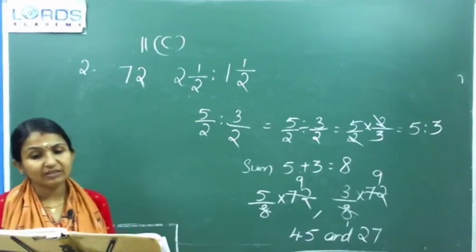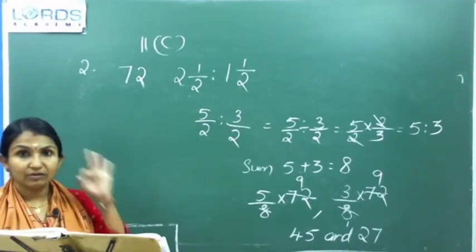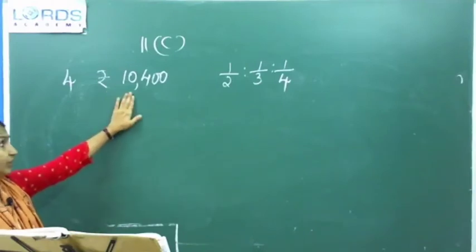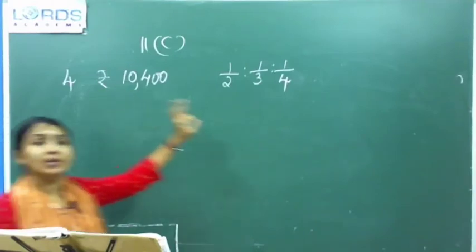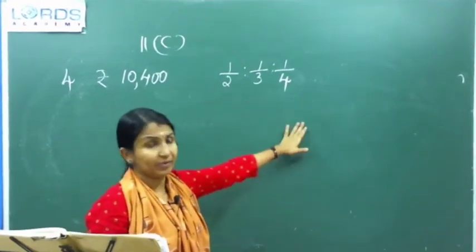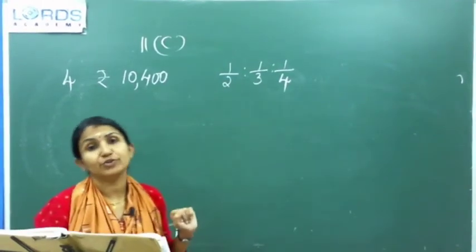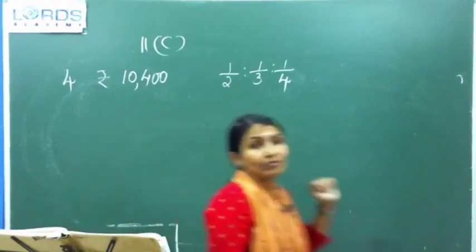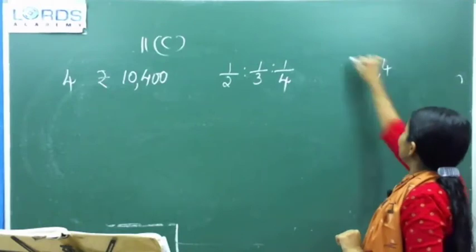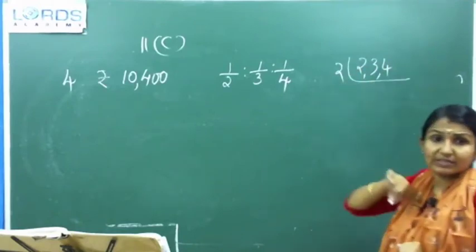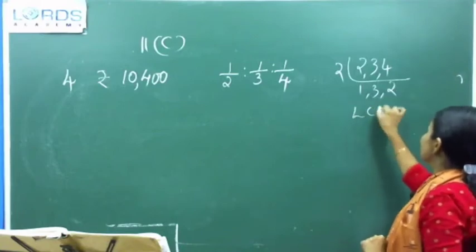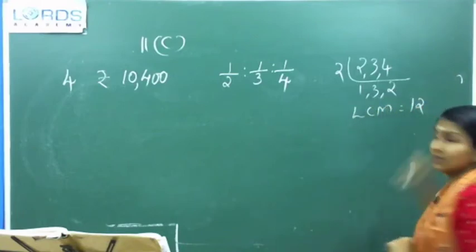In the fourth question, there are three fractions. We want to divide 1400 rupees among three people A, B, C. The ratio is 1 by 2 is to 1 by 3 is to 1 by 4. So first what we should do, we should find out the LCM of the denominators. For that we write 2, 3 and 4, and we will find out its LCM. So the LCM we got as 12.